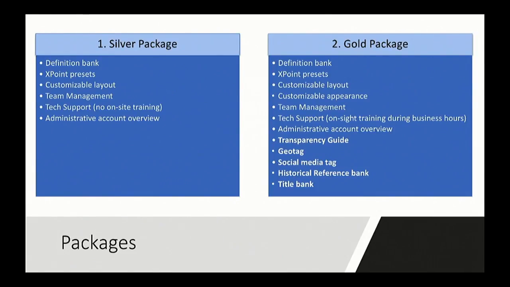XPoint will be offered in two packages, the Silver and the Gold package. Now, the Gold package has everything the Silver package has, plus a few more features, such as the transparency guide, the geotag, the social media tag, historical reference banks, and title banks. Something I want to feature on this page and highlight is our transparency guide. This will be a list of questions to spark ideas of what the journalist should include in their stories.